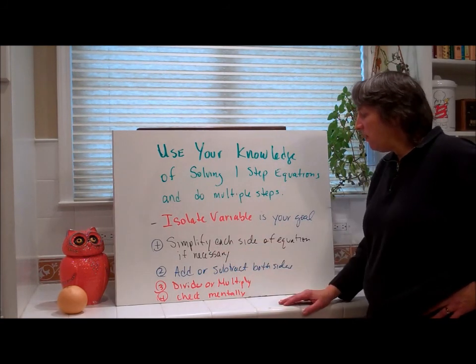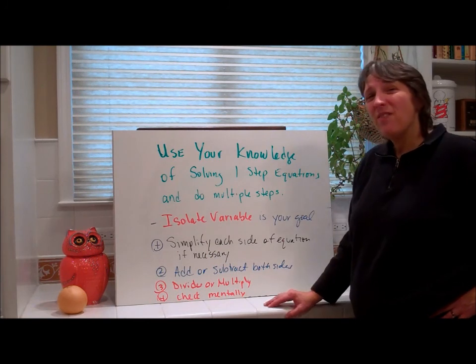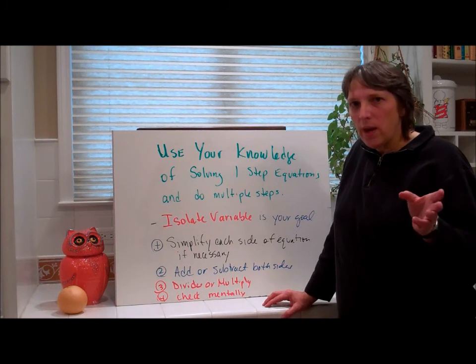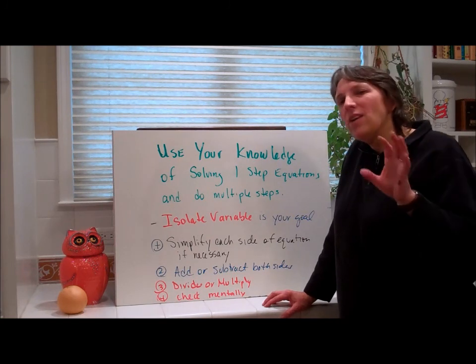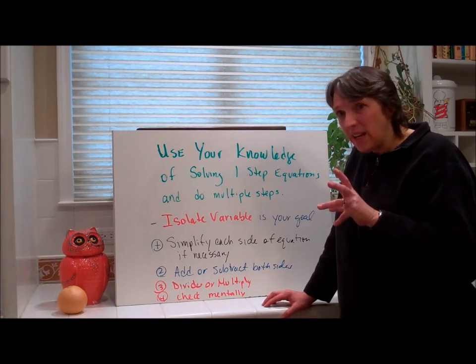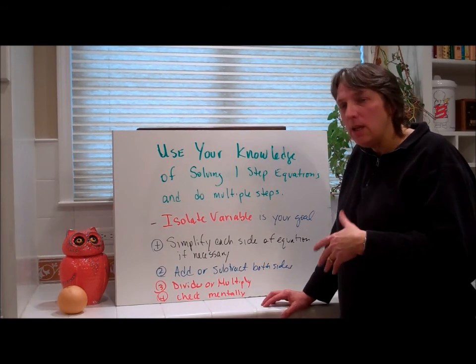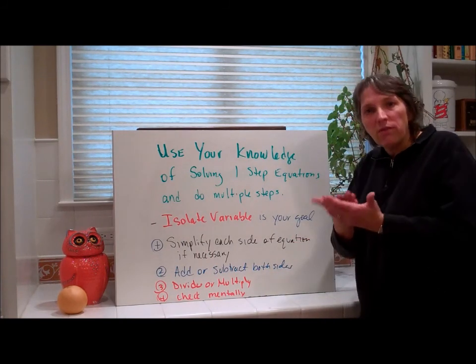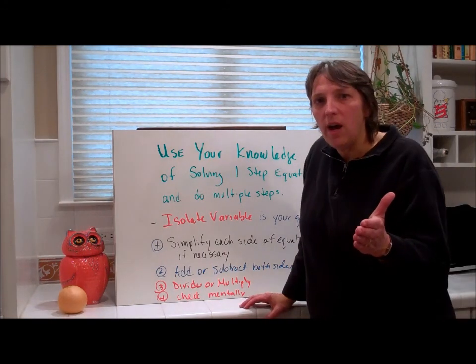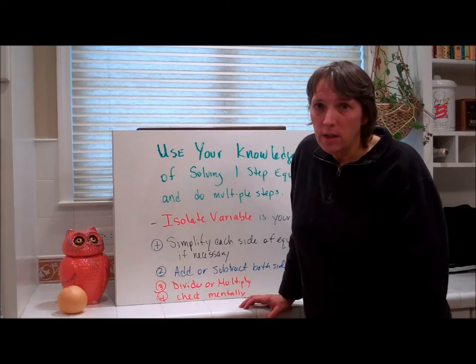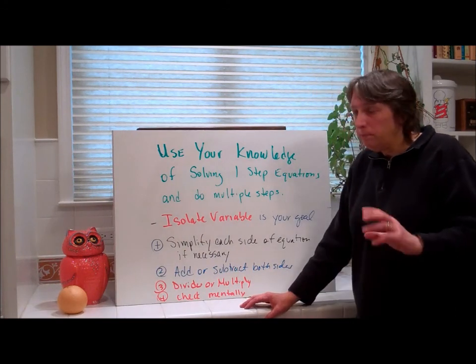So we're going to simplify each side of the equation first if necessary. That means we go through and add or subtract any terms that we need to. We're not going to do that in this lesson. That is coming in the next lesson. But I want you to learn that the first thing you do is simplify each side of the equation first by adding, subtracting, or multiplying.